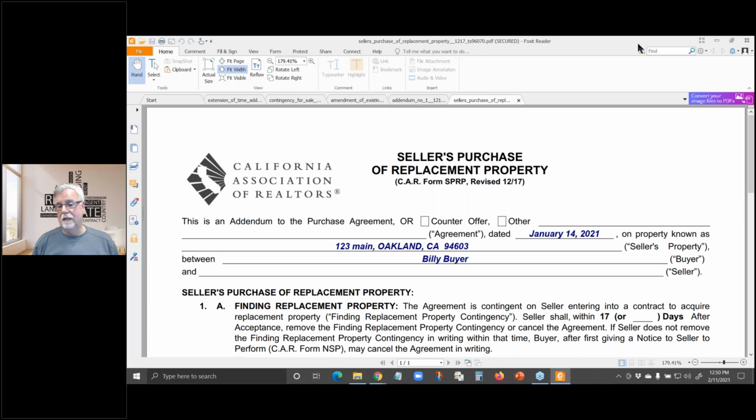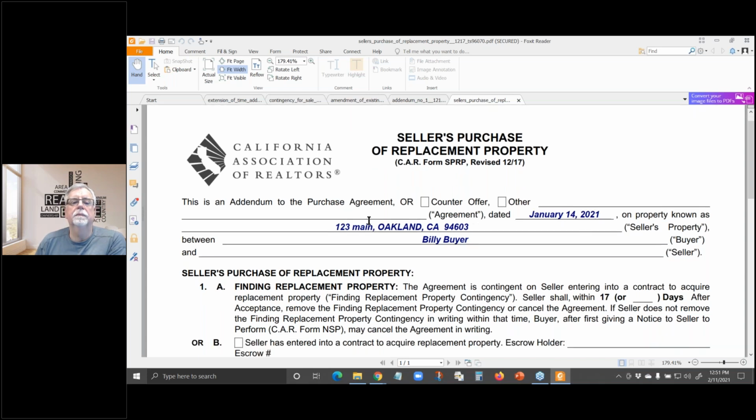Now, because the seller doesn't want there to be any problems, they don't want to be homeless, right? They don't want to be homeless. So they wanted to sell the property contingent on them being able to find a replacement property. Now, notice this is an addendum to the purchase agreement, right? It's an addendum.